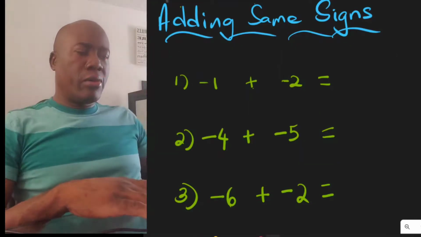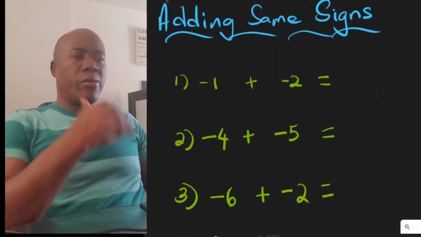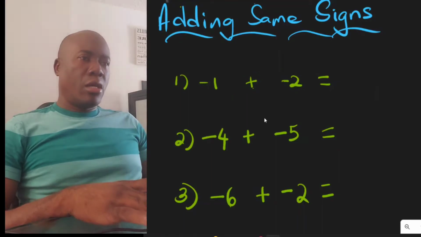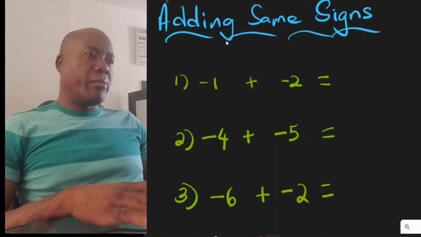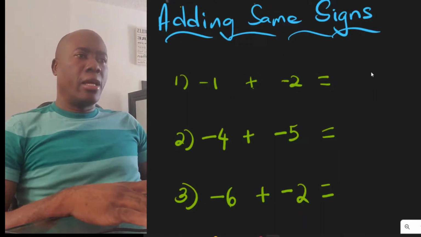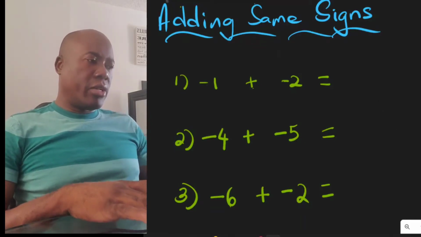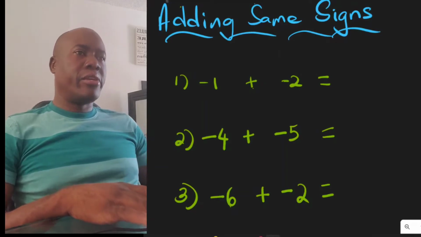All right, welcome to Dilemmas Concepts. What we're looking at today is directed numbers. In this series, we want to look at negative and positive numbers, like how you add same signs or when you're adding different signs. So let us look at the first set of examples here.